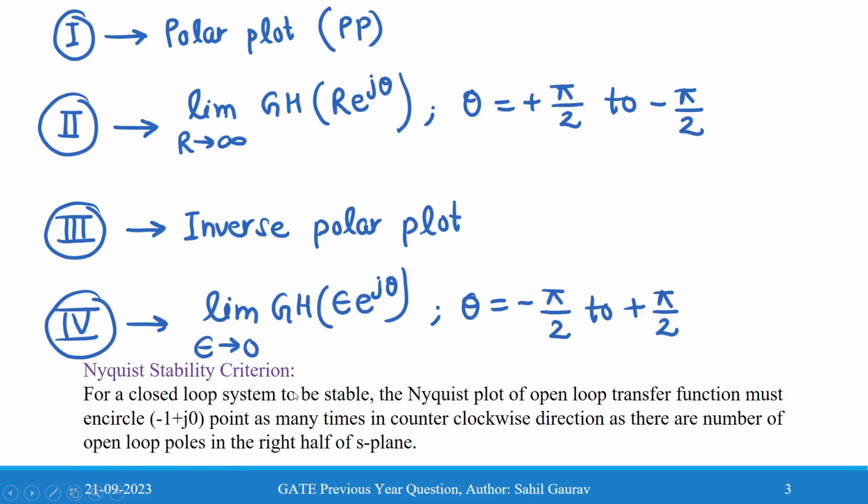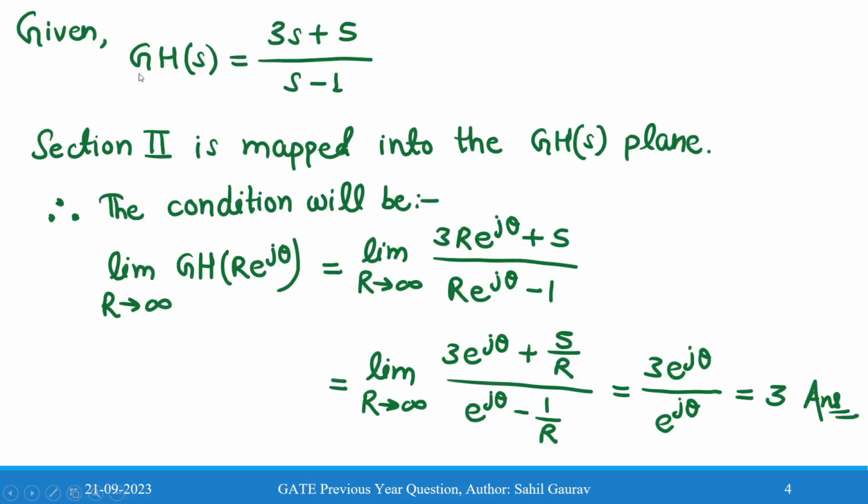In this problem, it has not asked about the stability criterion, and we do not need to find whether the system is stable or not. It has asked about the mapping of section 2. So let us solve this problem. We are given the open loop transfer function G(s)H(s) equal to (3s + 5)/(s - 1), and section 2 is mapped into the GH plane. For mapping of this section, the condition is, as we just saw, limit r tends to infinity of G H of r e to the power j theta.